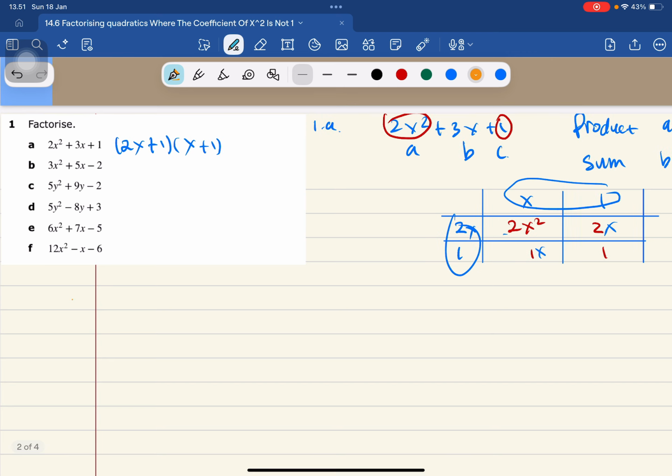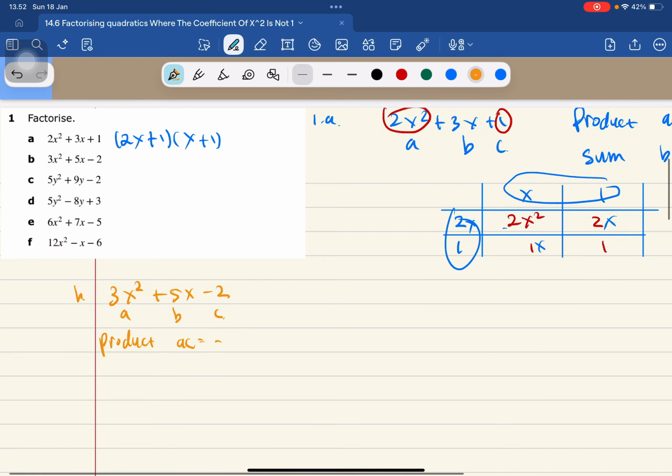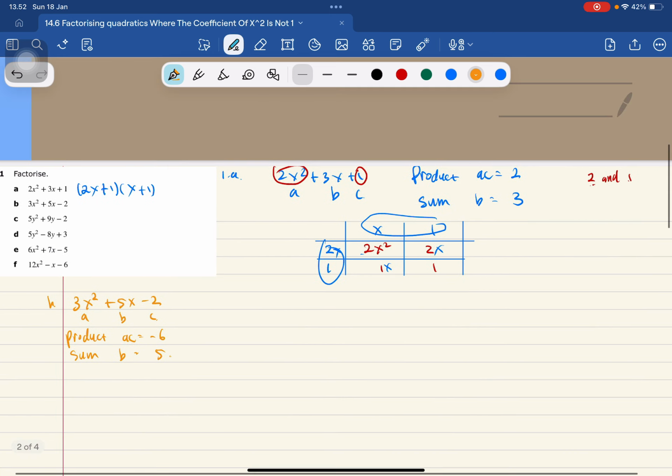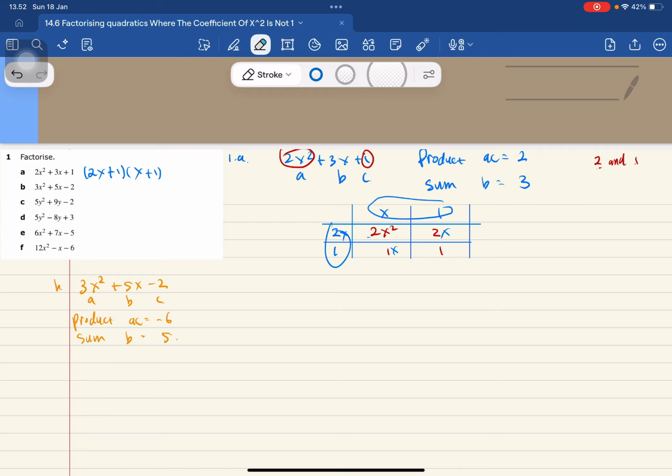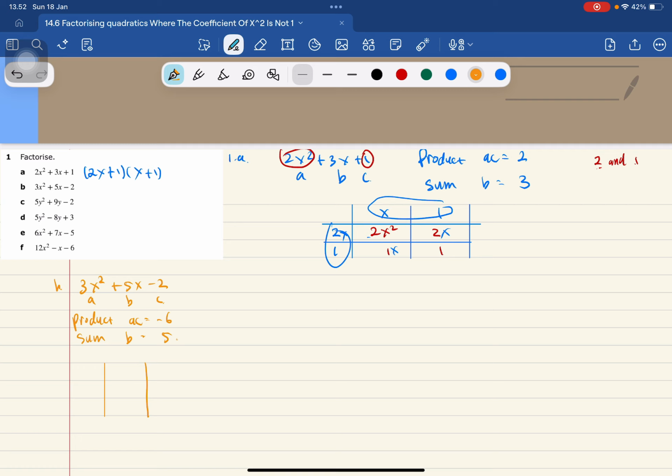So 1b here. We've got 3x squared plus 5x minus 2. So this is A, B, and C. We need to find the product of AC. So 3 times minus 2 is minus 6. Then the sum of B, which is 5. Okay, we can make the table here. Write the table.